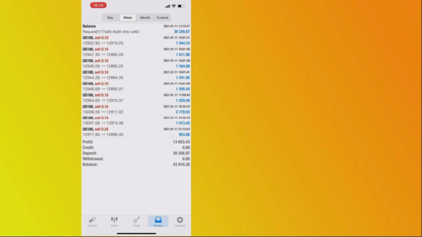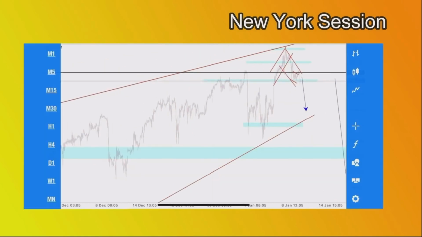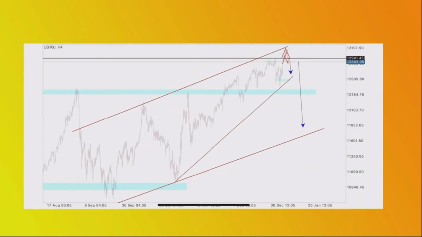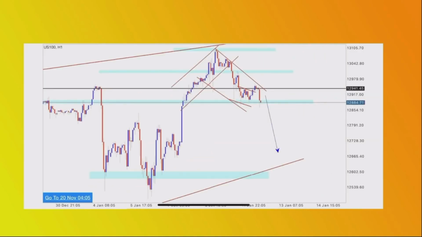Now let's see what the market has for us today. We're currently in the New York session. The London and the Asian sessions didn't really make any movements. However, now it's time to trade again. We still have the same setup as yesterday. Let's see how we can profit from it today.